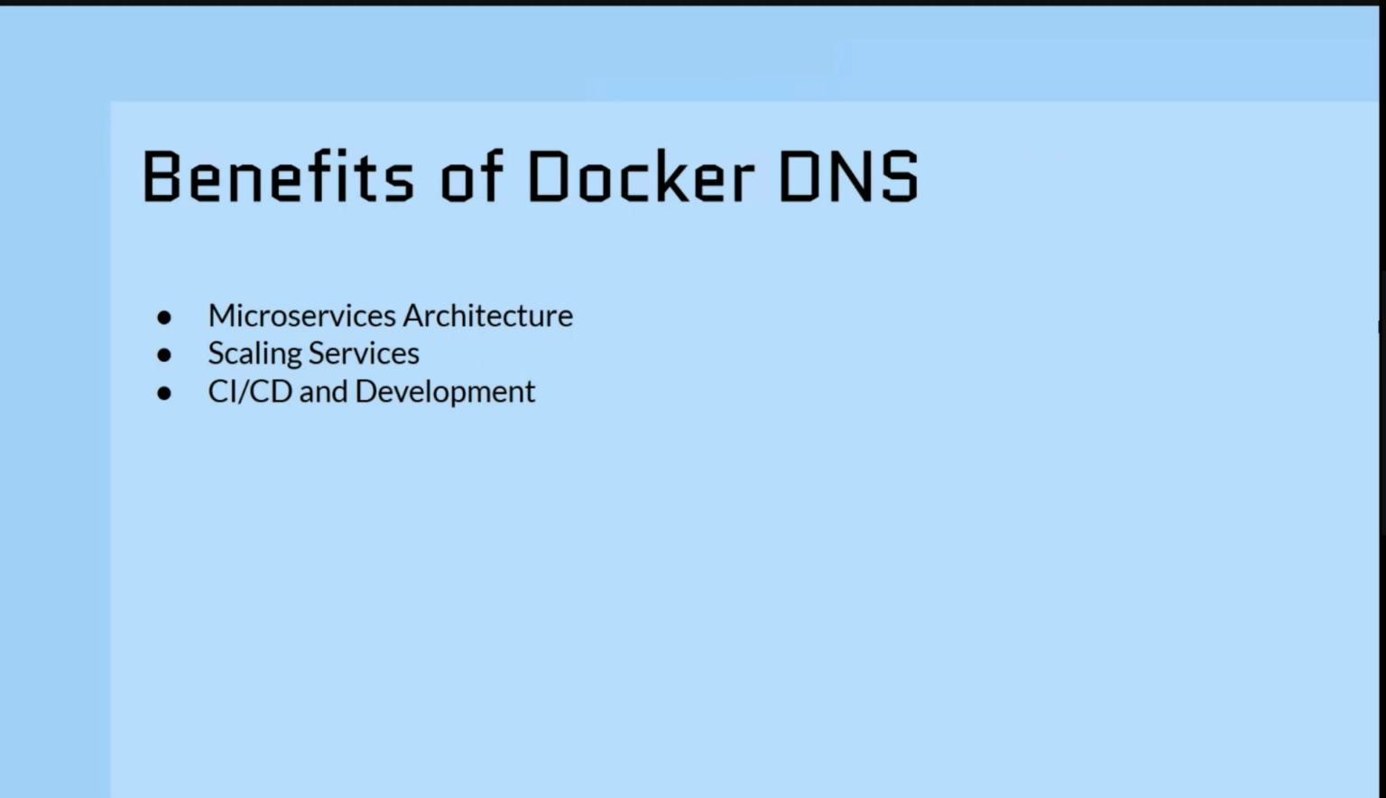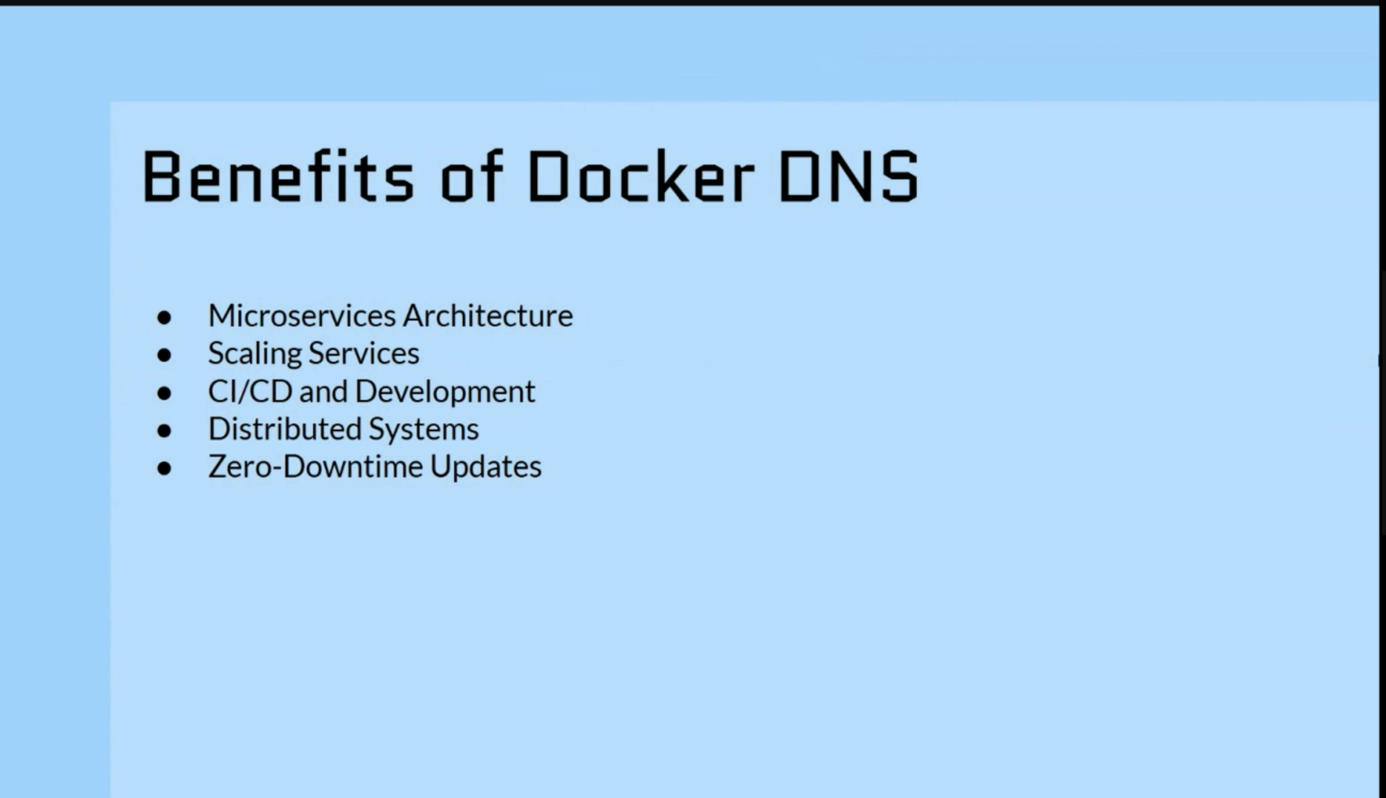CI/CD and development environments. Docker DNS ensures consistent connectivity across development, testing, and production. Applications reference container names, making configurations environment agnostic. For example, an app container connects to DB locally, and the same name works in production.